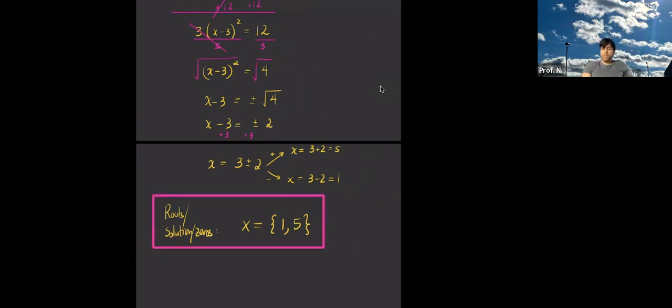And I solved my quadratic equation using square roots. So if it's possible, factor. If you can't factor, consider maybe using square roots. And that's not always possible. So there's more than one technique to solving quadratic equations. So these are 2 ways so far. Let me do one more of these.